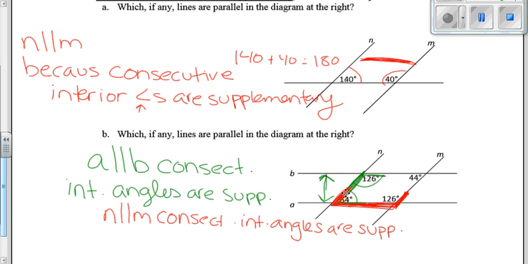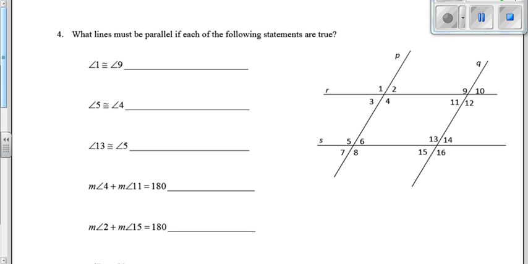Let's finish up with a tad bit of practice. Okay, so you're given this diagram. Your directions say what lines must be parallel if each of the following statements are true. Now be careful. Some of them are true, but you cannot conclude any information from that. So just be careful when answering these questions.